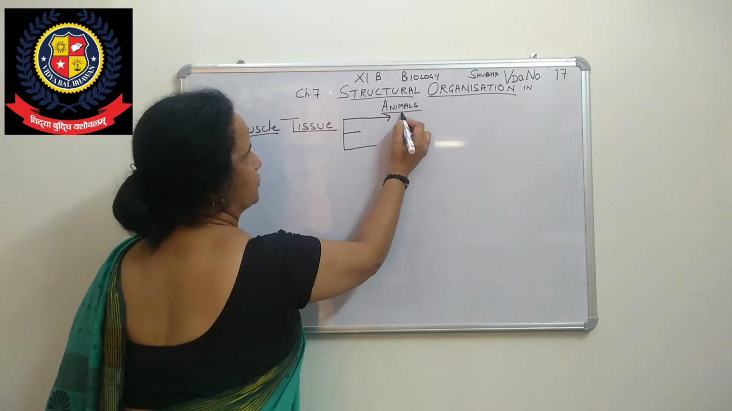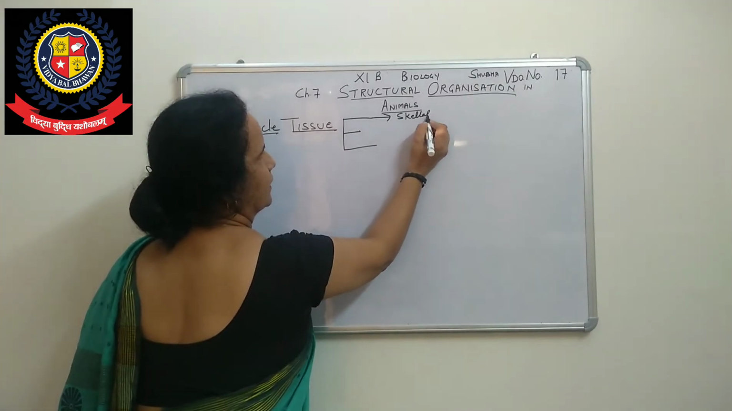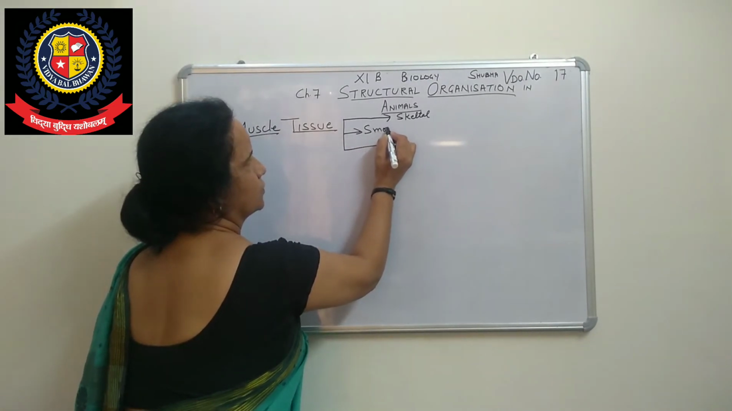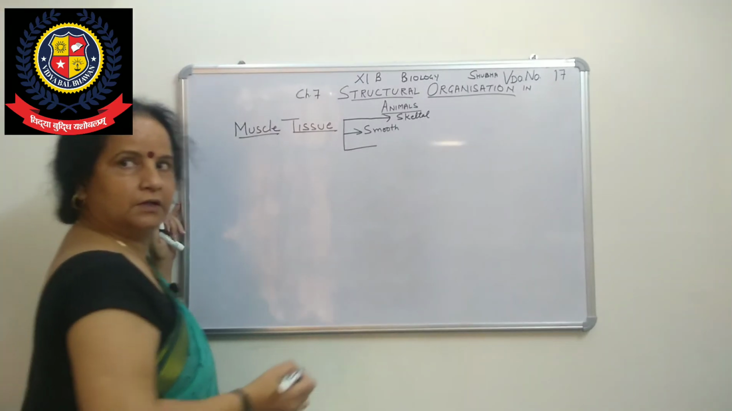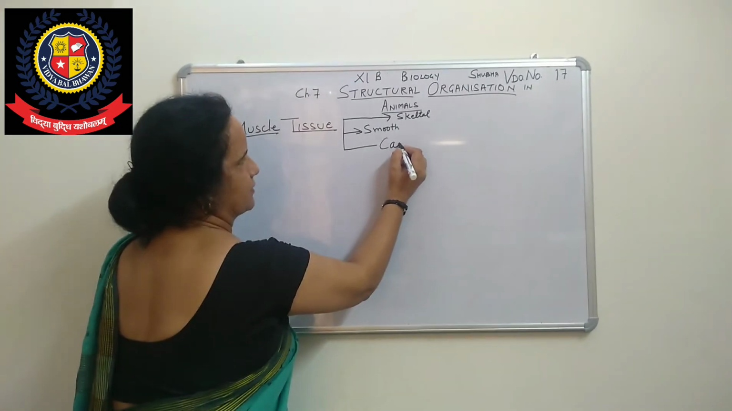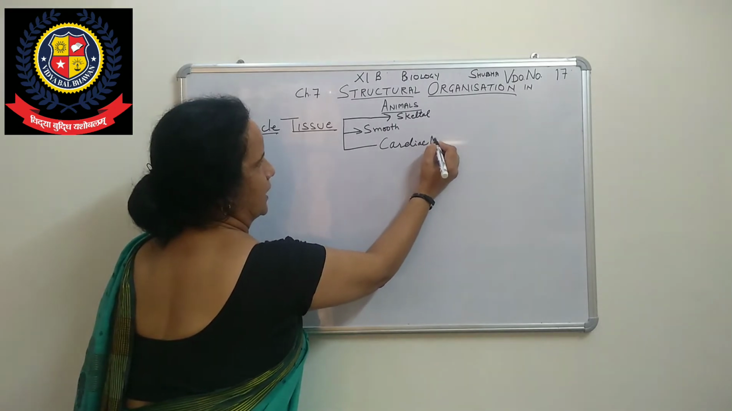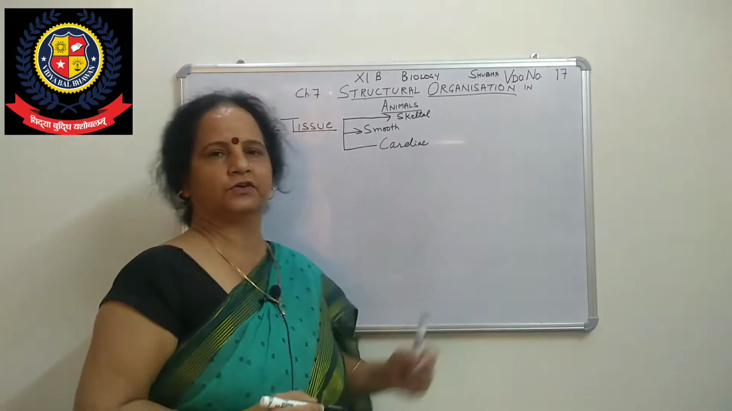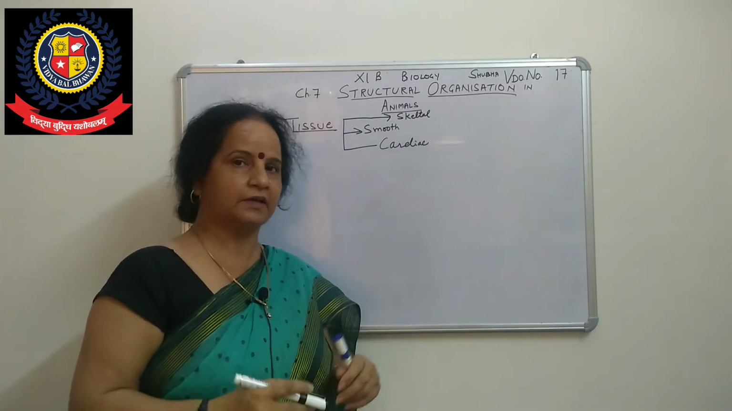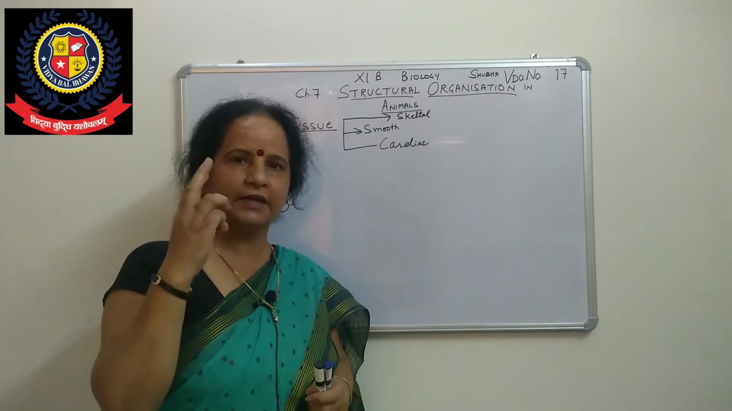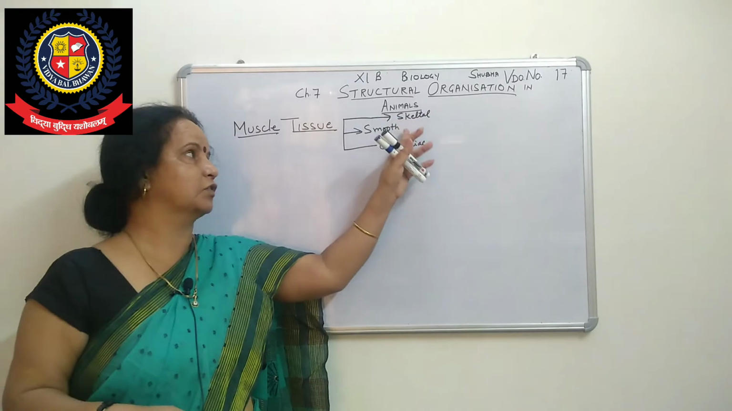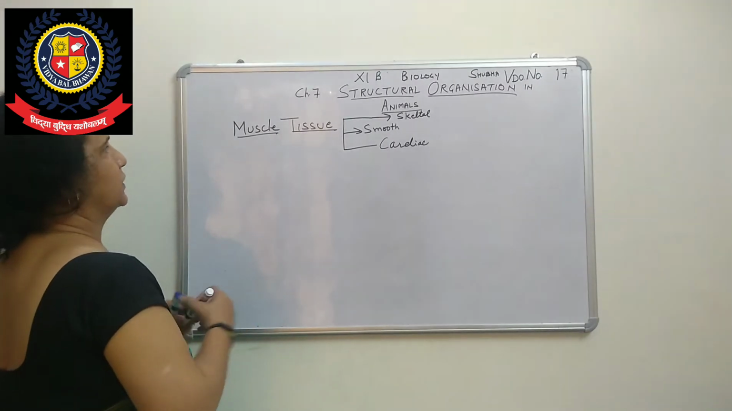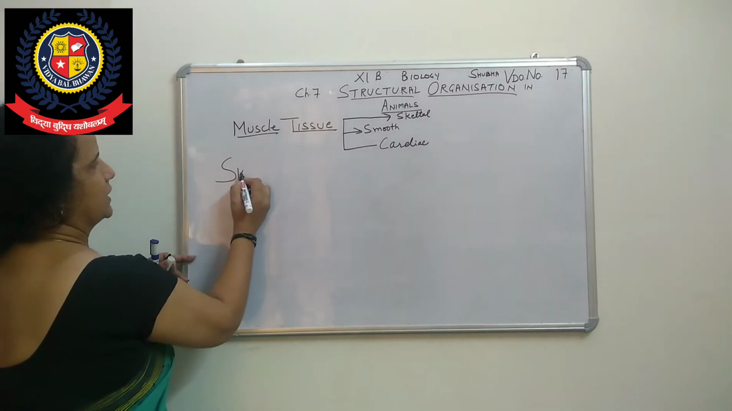First one is skeletal muscle. Second one is known as smooth muscle. Third one is cardiac muscle. So the first one we will take is skeletal tissue or skeletal muscle. These are the 3 types of muscle tissue: skeletal, smooth, and cardiac. So now first we will start with skeletal tissue.